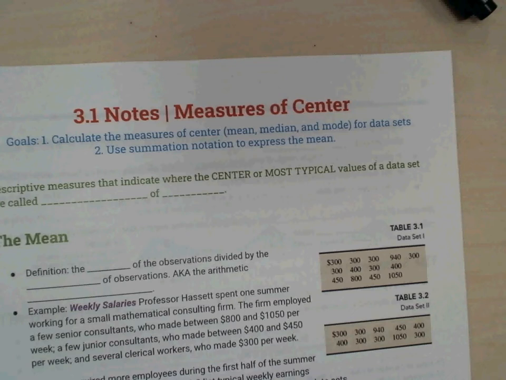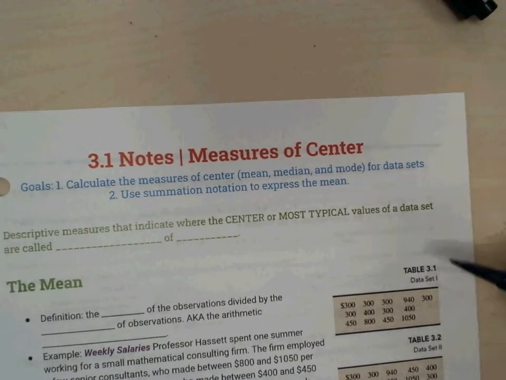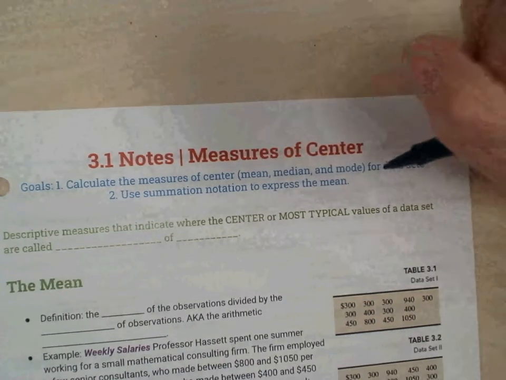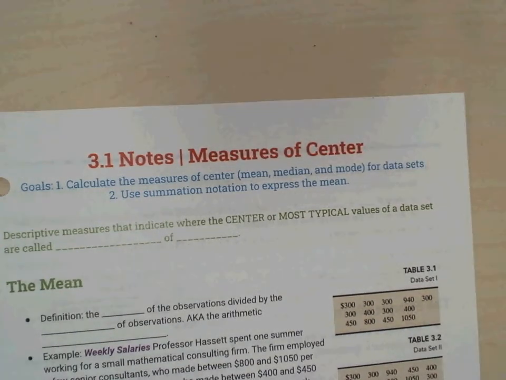All right, so these are our first notes in Unit 3. Our goal today is, we have two goals. Calculate the measures of center. So that's the phrase, measures of center. We are familiar with all three of them, mean, median, and mode for data sets. And then the second goal is just using summation notation to express the mean, to express the thing that we already know how to do.